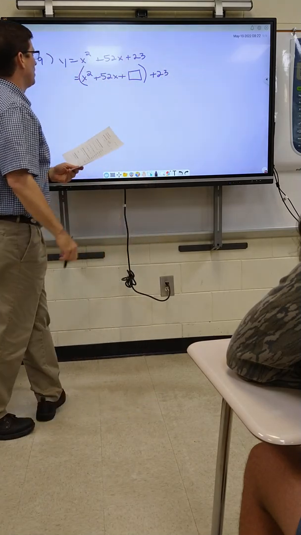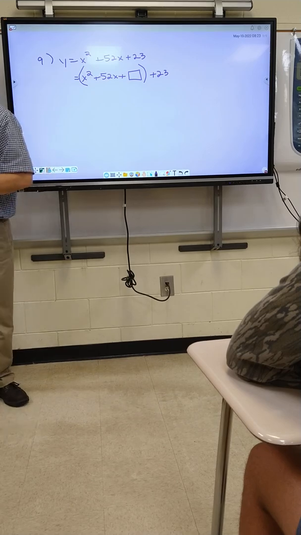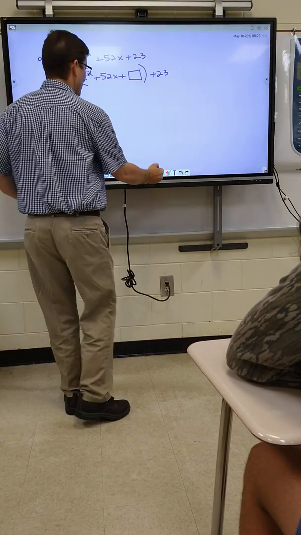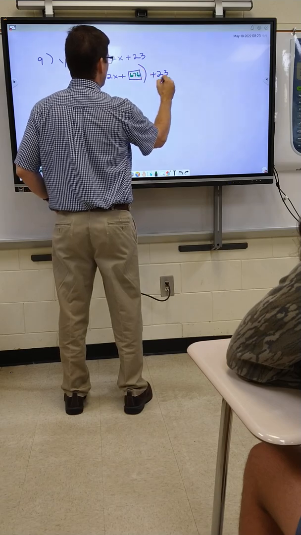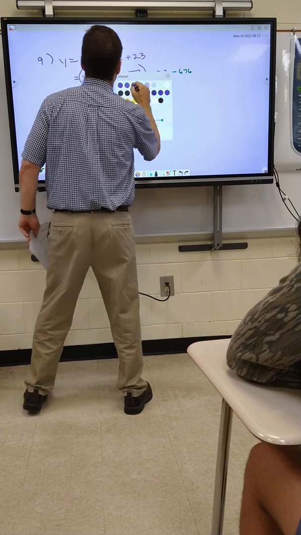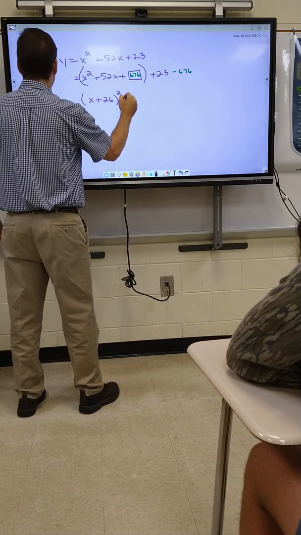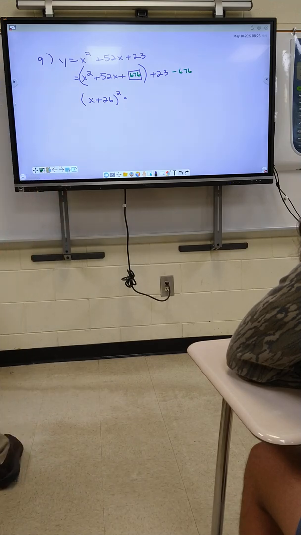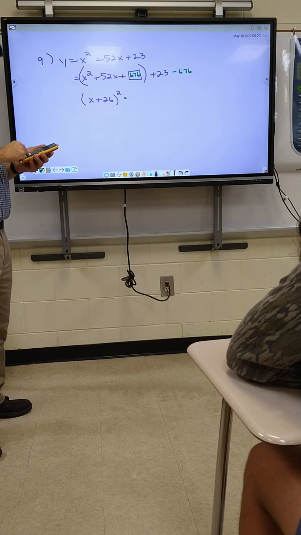All right, Haley, what goes in the box on this one? This is gonna be a big number on mine. 676. Did everybody get that? Can we trust Haley? 676. Out here, I need a minus 676. X plus 26 squared. 23 minus 676.